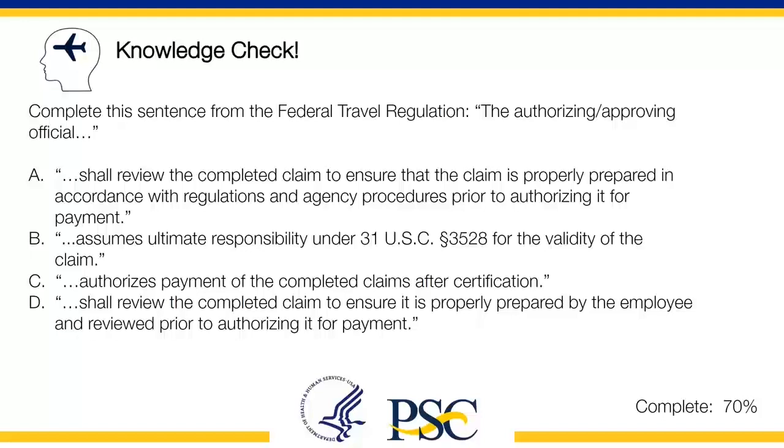B. Assumes ultimate responsibility under 31 U.S.C. Section 3528 for the validity of the claim. C. Authorizes payment of the completed claims after certification. D. Shall review the completed claim to ensure it is properly prepared by the employee and reviewed prior to authorizing it for payment. Pause the video, consider your response, and then resume to learn the answer.